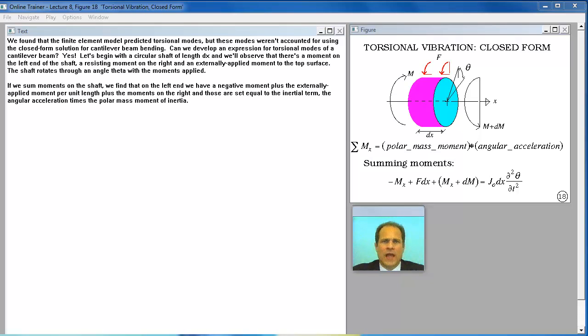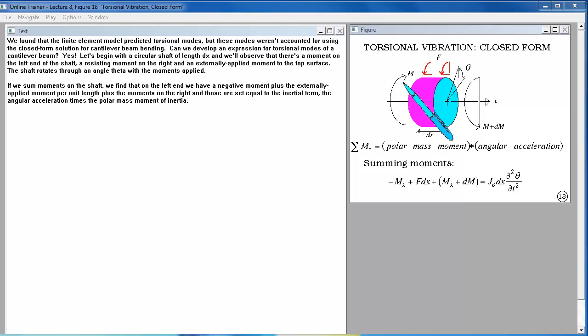We found that the finite element model predicted torsional modes, but these modes weren't accounted for using the closed form solution for cantilever beam bending. Can we develop an expression for torsional modes of a cantilever beam? Yes. Let's begin with a circular shaft of length dx, and we'll observe that there's a moment on the left end of the shaft, a resisting moment on the right, and an externally applied moment to the top surface. The shaft rotates through an angle theta with the moments applied.